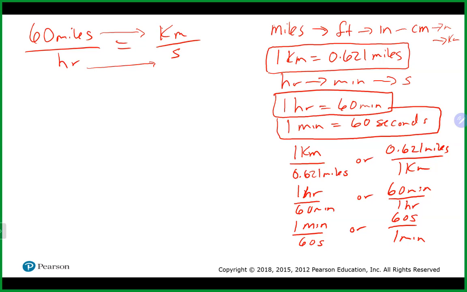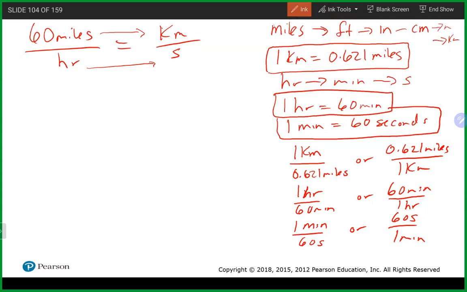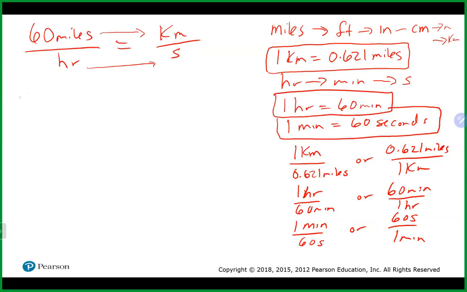So when we get to this type of conversion here, it's important to keep our units really separated, you know, on top and on the bottom. And we're going to apply really the same approach of opposites will cancel. So we're going to start with our 60 miles up on top and our hour on the bottom.